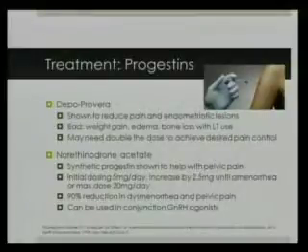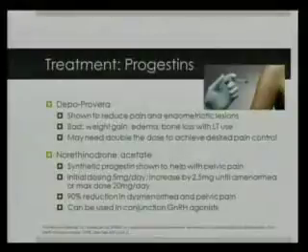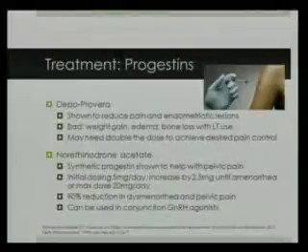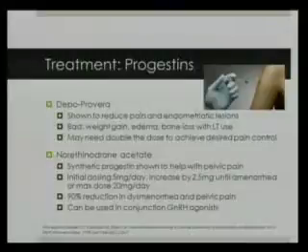And then you have your norethindrone, the synthetic progestin that's shown to help with pelvic pain. This is dosed at 5 milligrams per day, and you increase it until you get amenorrhea at a max dose of 20 milligrams, and you can see a significant 90% reduction in dysmenorrhea and pelvic pain in these patients. And sometimes we can use these in conjunction with the GnRH agonists.